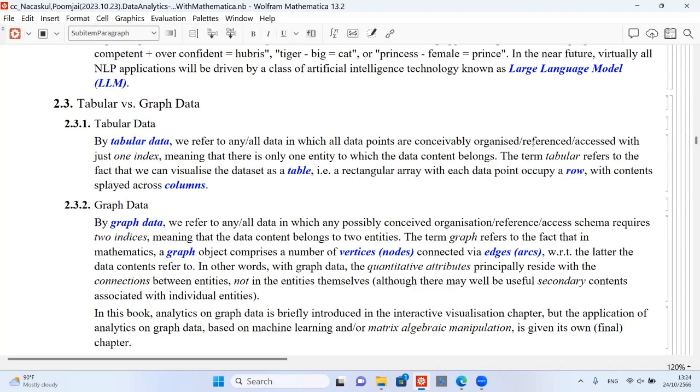Okay, this vector X sub I has only one index, because the information contained in that X pertains to the I-th data point. So that indexing refers to the entity to which X belongs. Okay, now let me ask you a question. In which circumstance would you have more than one index?